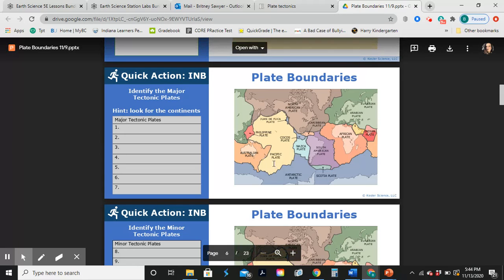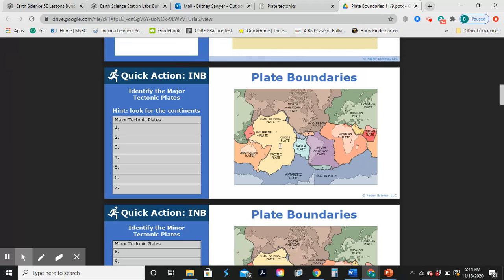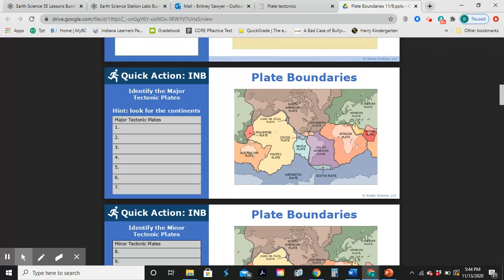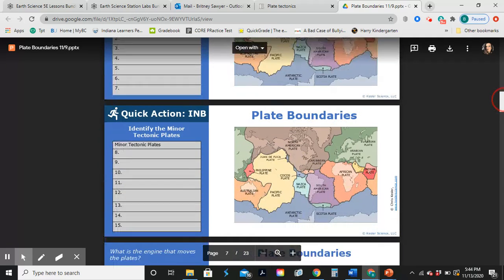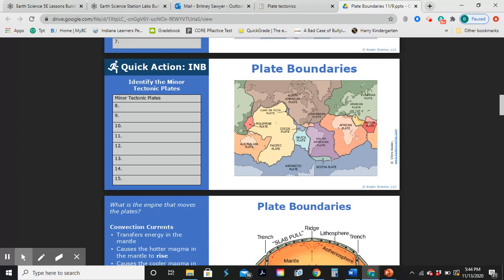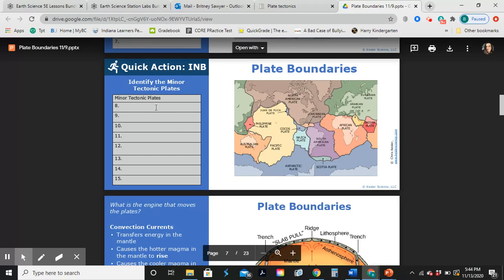For instance, you have the Pacific plate. That is a major plate. So you would type Pacific plate right here. On the next slide, you will find all the minor plates or the small plates. For instance, you have the Scotia plate right here. You would take and type it and put it right here.